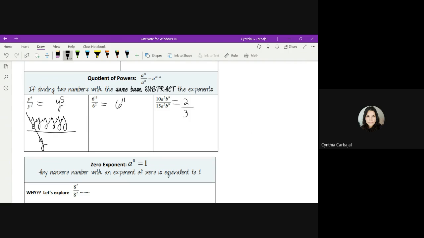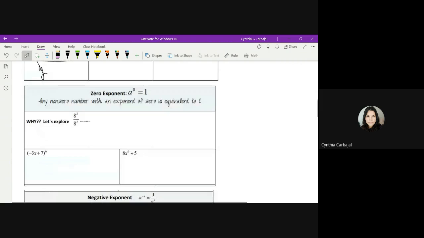Then you have a to the 7 and a to the 5. So we subtract, and we end up with an a squared. Because it's a positive 2, it goes on the top. If it would be negative, it goes on the bottom, and then you would change it to positive. And then the b to the 9 would cancel out with the b to the 9 on the bottom. So it's just 2/3 a squared.